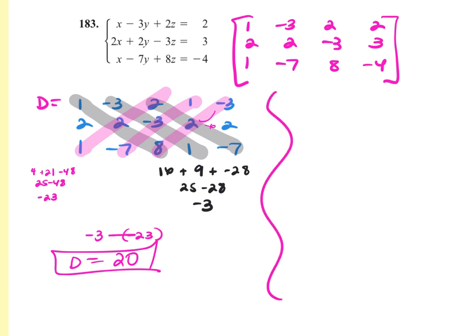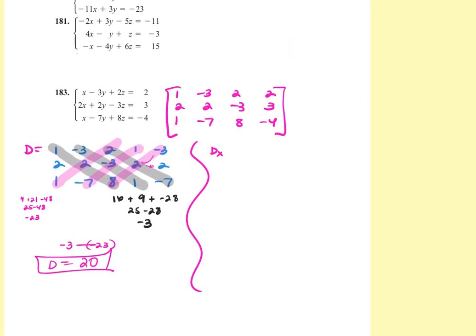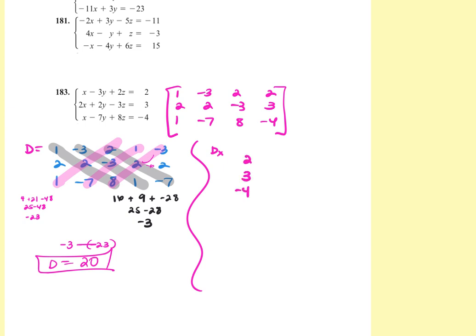Then I'm going to do D of x. And when I do D of x, remember whatever the little letter is, so D of x, x is the column that you replace with your constants. So I take out the column of the x's and I put in the constants, which are 2, 3, negative 4. I keep the y's and I keep the z's. Duplicate the two columns to the right.